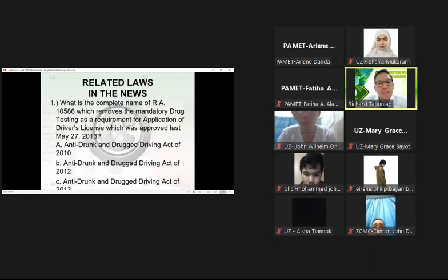What is the complete name of RA 10586, which removes the mandatory drug testing as a requirement for applications of driver's license, which was approved last May 27, 2013? A. Anti-Drunk and Drug Driving Act of 2010. B. Anti-Drunk and Drug Driving Act of 2012. Or C. Anti-Drunk and Drug Driving Act of 2013. Timer starts now.